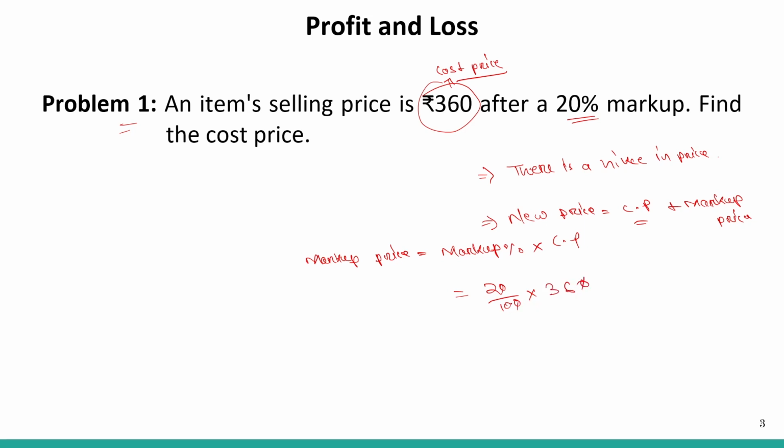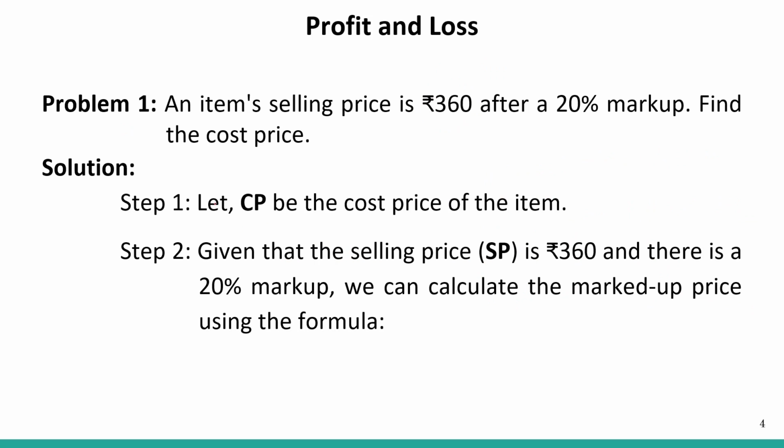So cancelling out the zeros in numerator and denominator respectively, what we are left with is 72. Okay, so this is the markup amount that we need. Okay, so let CP be the cost price of the item. Given that the selling price is 360 rupees and there is a 20% markup, we can calculate the markup price using the formula.